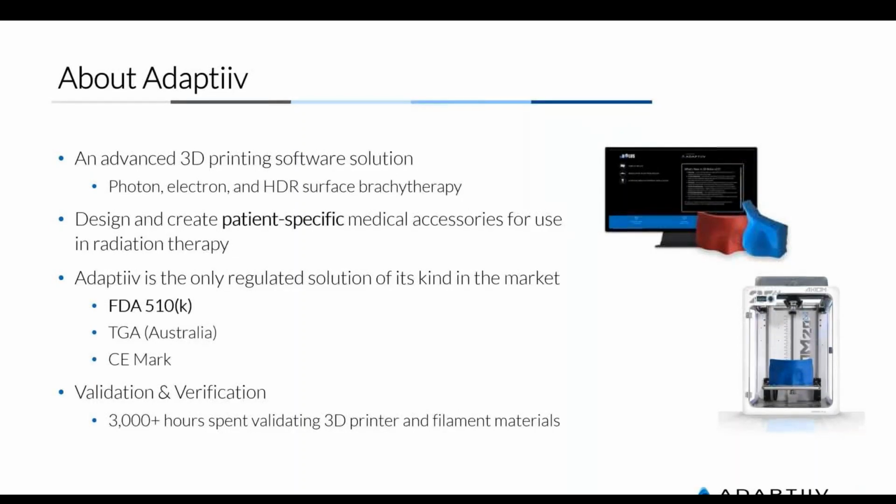As I mentioned, Adaptiiv is a medical software company that has an advanced 3D printing software solution that's used in radiotherapy, radiation oncology. Our software does have a uniform thickness bolus module, which is used in photon radiotherapy, our modulated electron bolus module, which we're going to talk about today, in electron treatment, as well as a high dose rate surface brachytherapy module that creates applicators for use in brachytherapy.